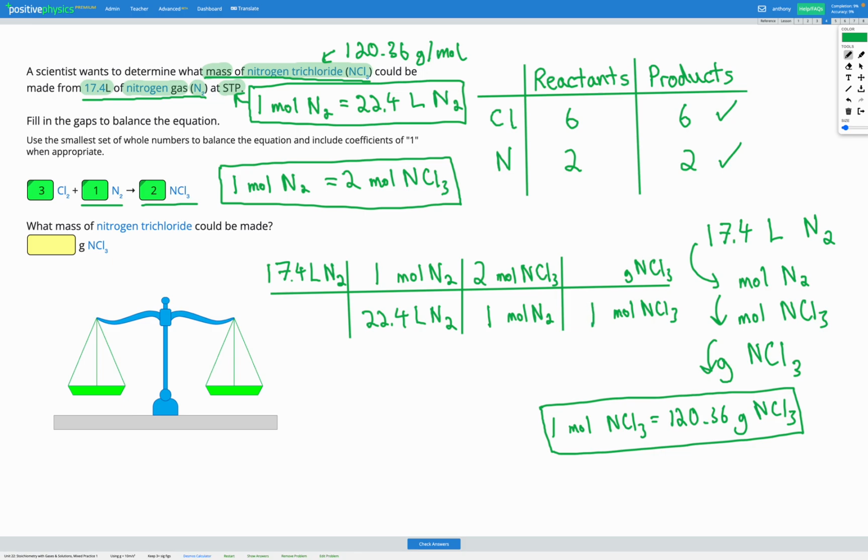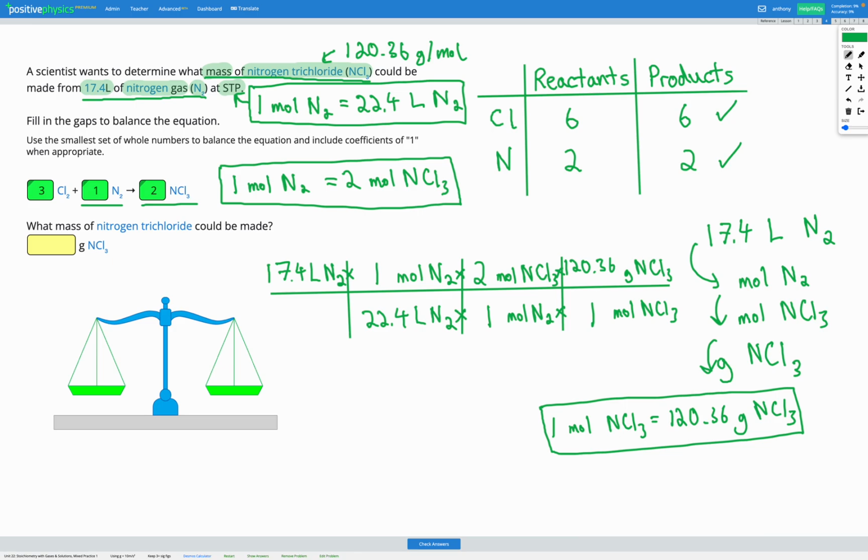Finally, I'm going to fill in my numbers so the top and the bottom equal each other. And we know 1 mole of nitrogen trichloride gives 120.36 grams of nitrogen trichloride. Awesome. So that's what we're trying to find, mass of nitrogen trichloride. So I've ended up in the right units. So we're ready to go ahead and do our calculation. Now remember, everything on the top multiplies together. Everything on the bottom multiplies together. And then we divide top by bottom.